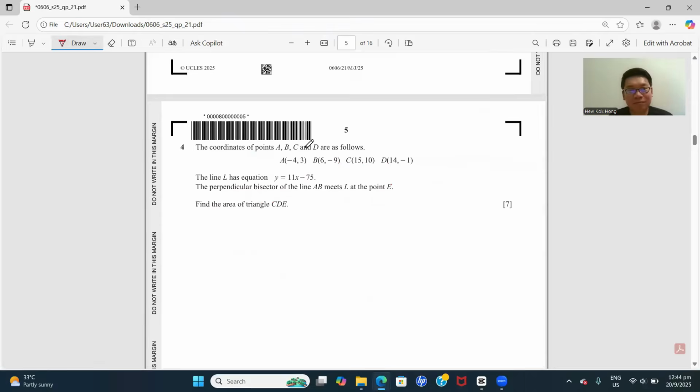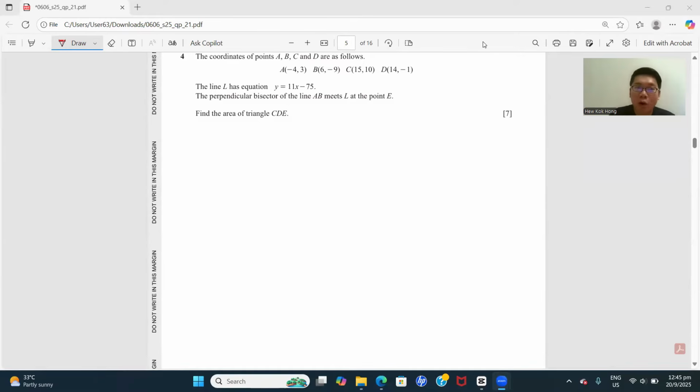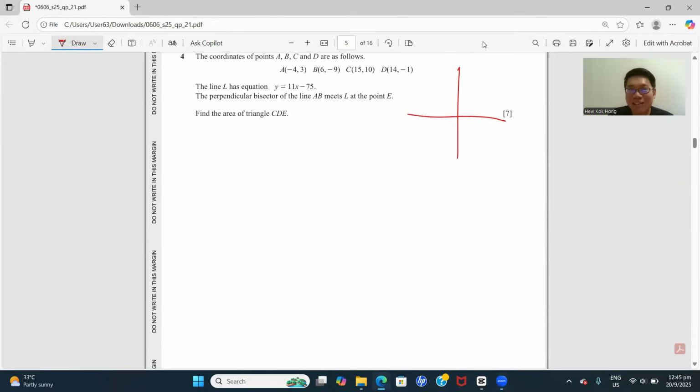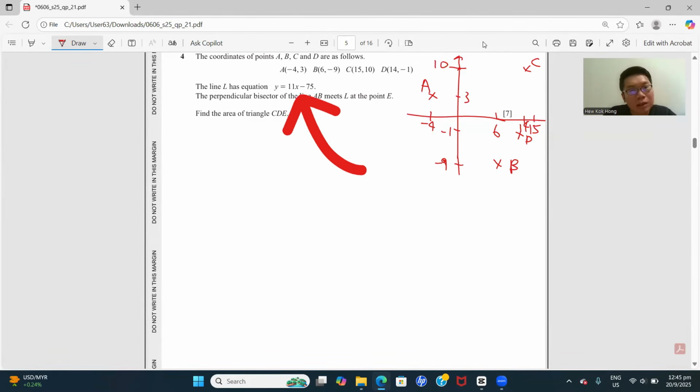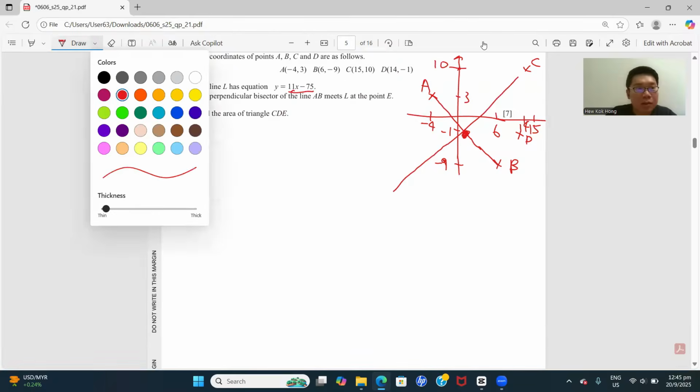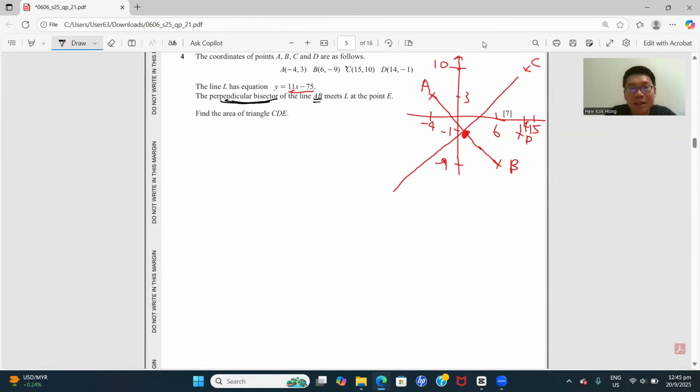Just like this. Question 4, the coordinates of points A, B, C, D are as follows. This kind of question, usually I will sketch it out first. Easier for me to imagine because there is too much information. This is the line. A perpendicular bisector passes through the midpoint and has the gradient that forms 90 degrees. Then it says the perpendicular bisector of AB meets L. We know the y-intercept is -75. And then the gradient is very steep, so something like this.